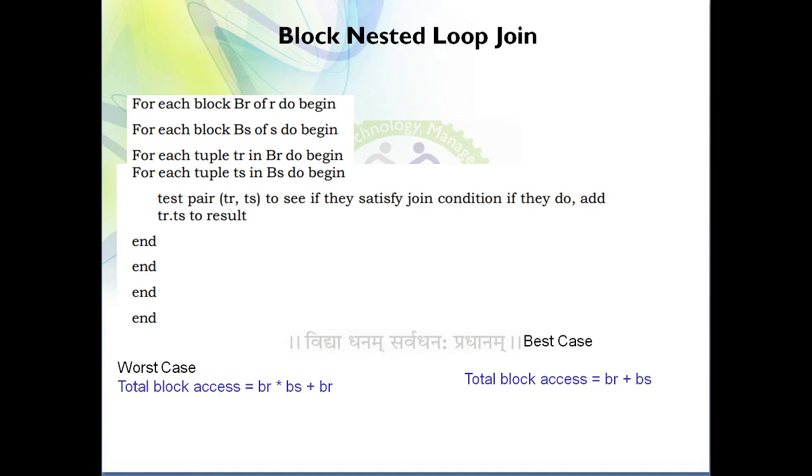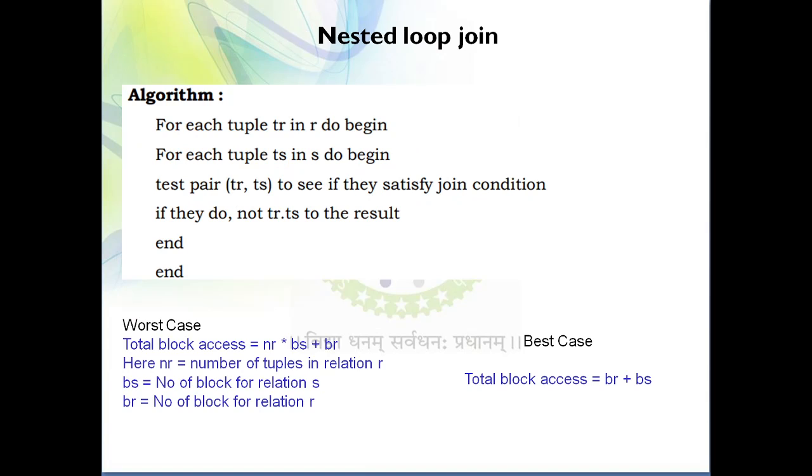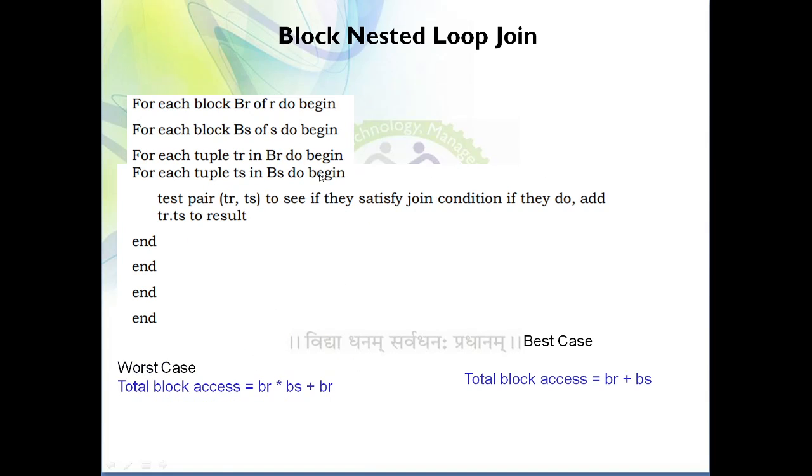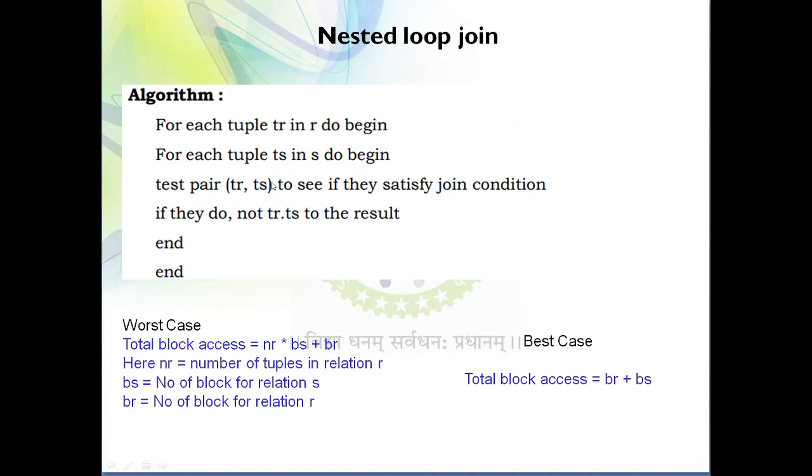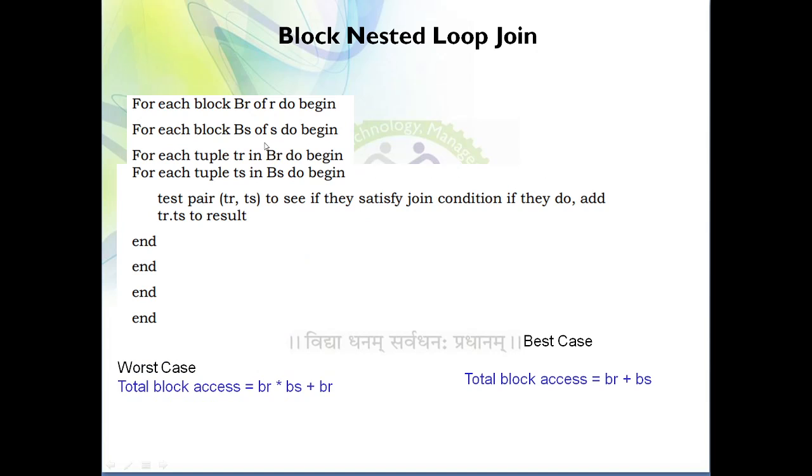Then same thing: for each tuple TR in BR do, for each tuple TS in BS do. In the earlier case we were considering the rows in the complete relation, but in this case we are considering the rows present in a particular block. That's why its name is block nested loop join. Again the condition is the same. You are going to test this condition TR comma TS.